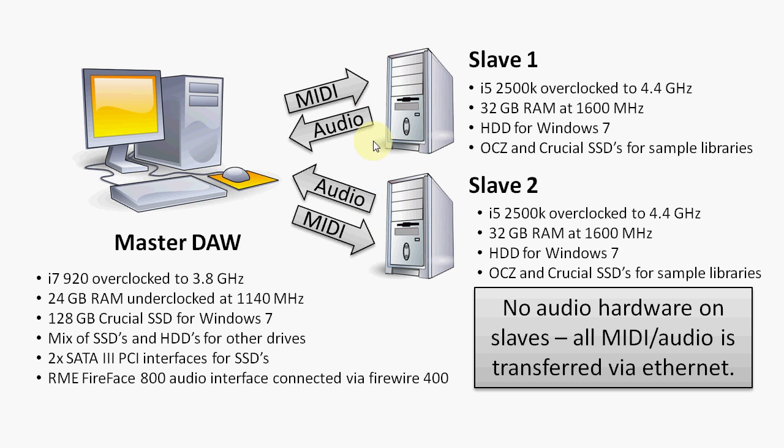The standard argument is that dedicated hardware on the slaves will get you lower overall system latency. In other words, the system will be more responsive if you run dedicated audio hardware on the slaves. However, my experience was exactly the opposite. When I took the audio hardware out of my slaves and started running MIDI and audio over Ethernet, my total system latency actually decreased quite significantly. So my experience was opposite of what the standard statement is regarding audio hardware on the slaves.